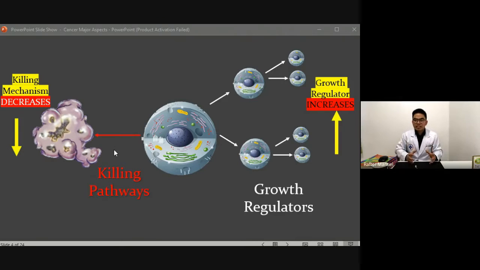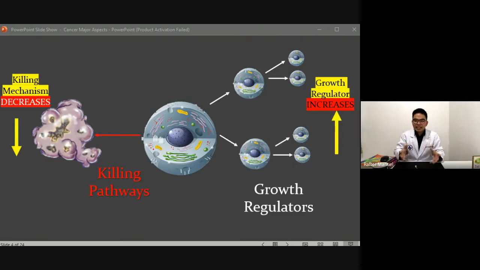Which will result in a massive growth of the cell. This massive growth is what we call tumor cells, and it becomes immortal. So, the growth regulator increases and the killing mechanism decreases. But it doesn't stop there. Because they are immortal, they are also invasive, meaning to say they can penetrate the small tissues of your body. It can move from one place to another.